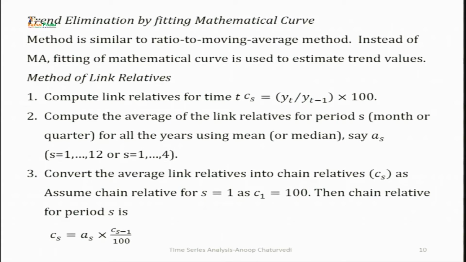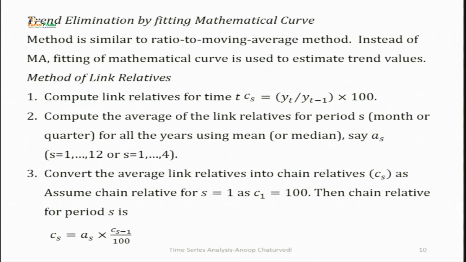Next method is method of link relatives. Now, in this method, first we compute the link relatives for time t as y t upon y t minus 1 into 100. So, we divide each observation by the previous observation and then we express it in percentages, or you can say that each observation is expressed as percentage of previous observation.